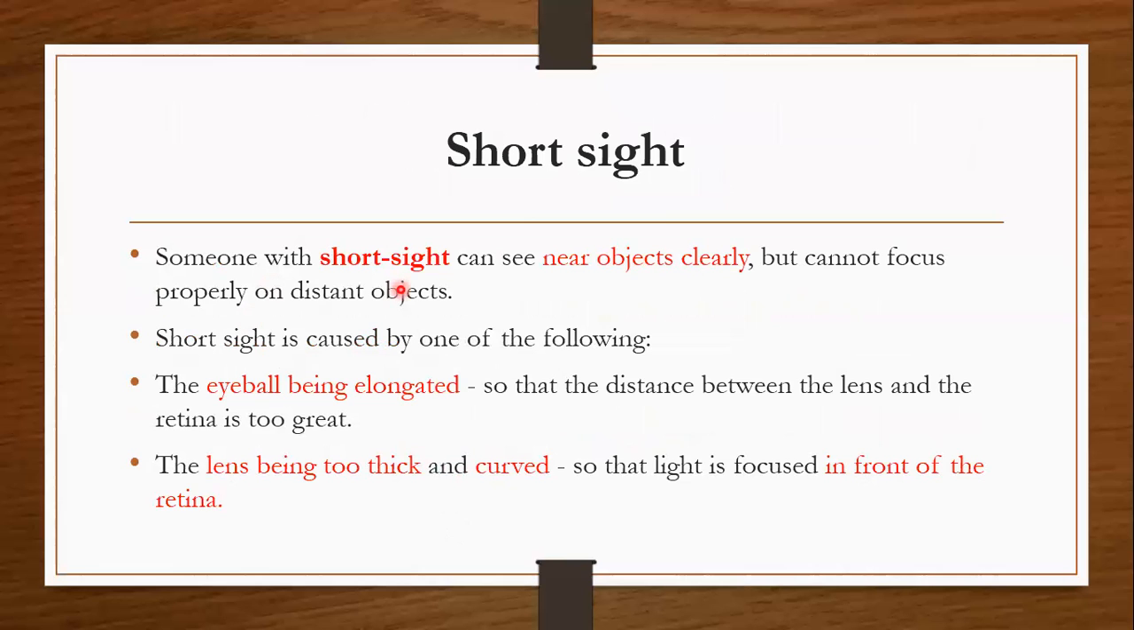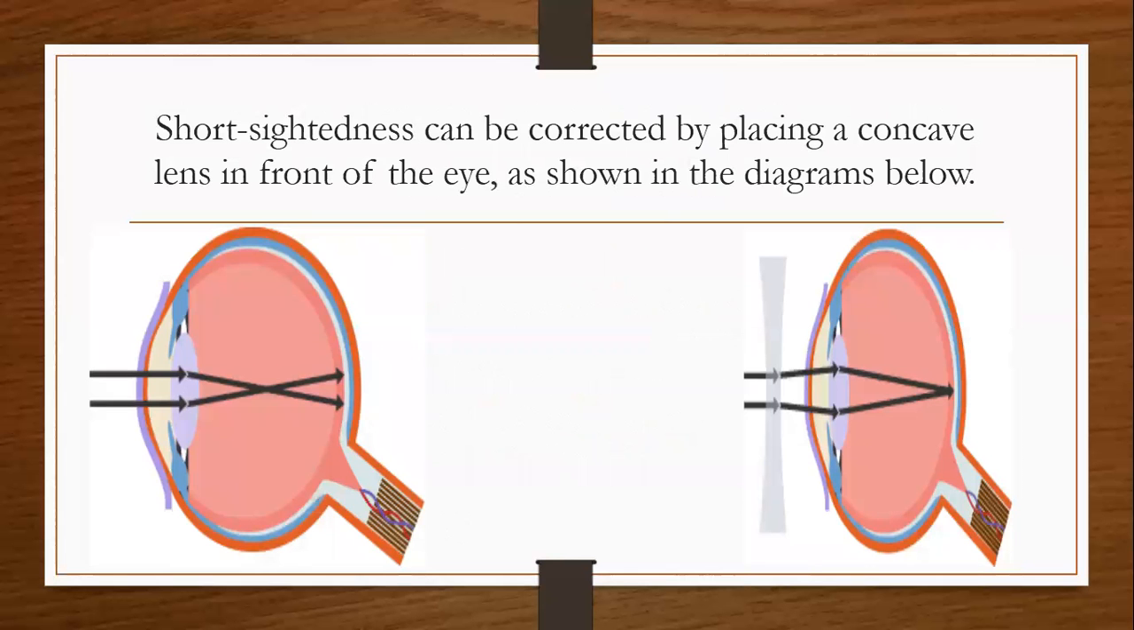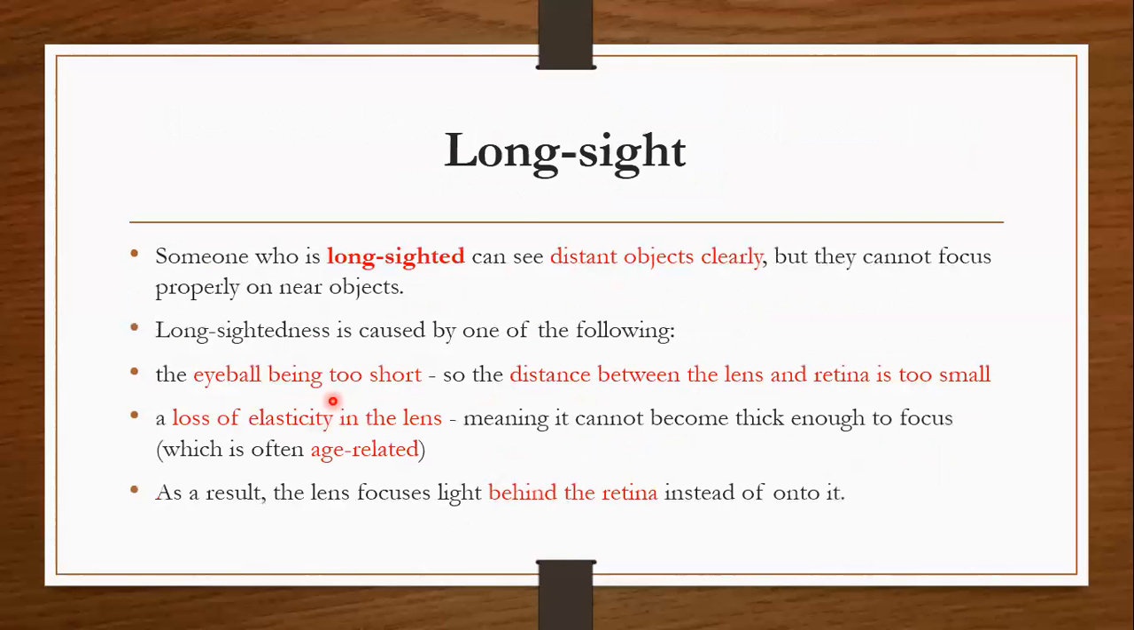Someone with short sight can see near objects clearly. Short sight means they can focus clearly on near objects, but they cannot focus on distant objects. Short sight may be caused either by your eyeball being elongated, so that the distance between lens and retina is too great, or the lens being too thick and curved, so light is focused in front of the retina. This can be corrected by placing a concave lens. When the concave lens is placed in front of the eye, the light rays are focused sharply on the retina instead of in front of the retina.